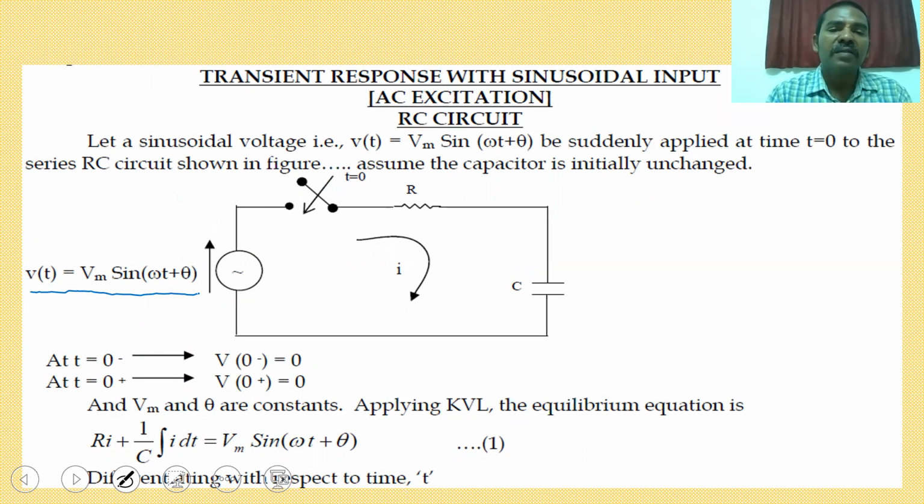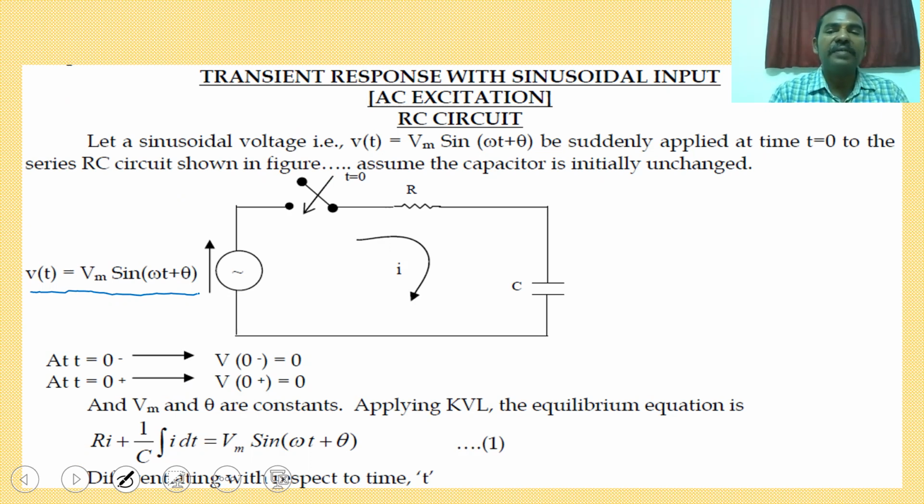V of t is Vm sin(omega t plus theta). R and C are connected in series. A current i of t will flow through the circuit when, at t is equal to 0, the switch K is closed. Here I am assuming that the capacitor has no initial charge.